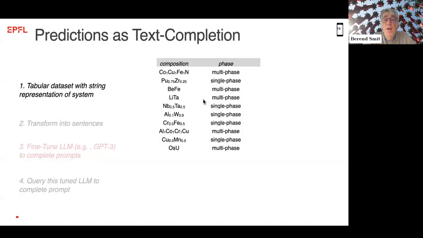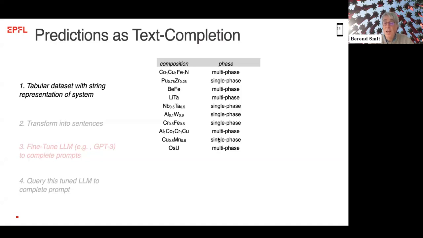And that is, you can fine-tune it, like we did before, with the experimental data. In this particular case, we collected data on high entropy alloys, and we know whether that is multi-phase or single phase. So this is the experimental data we collected of some of the high entropy alloys.